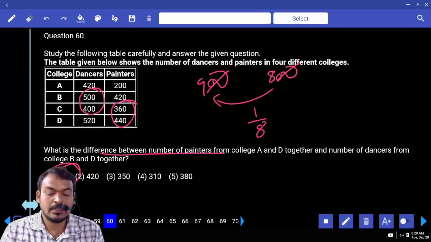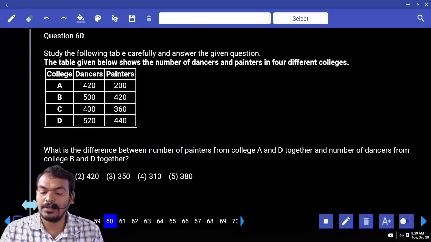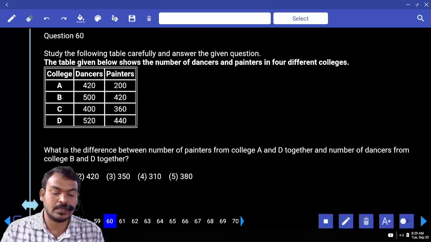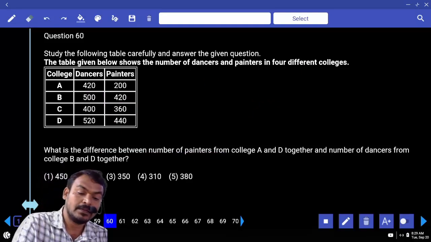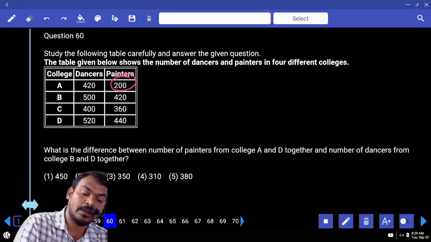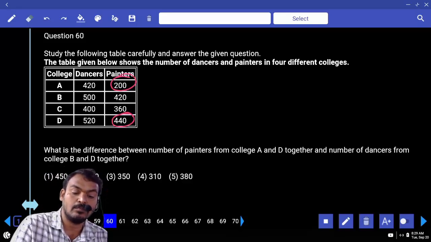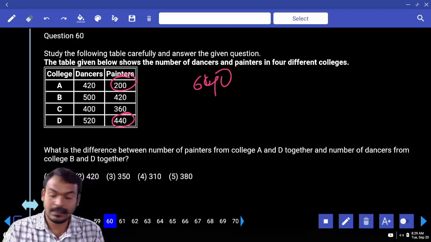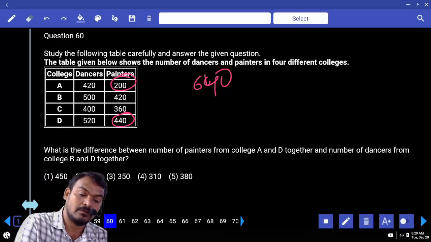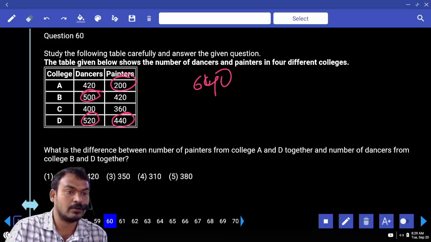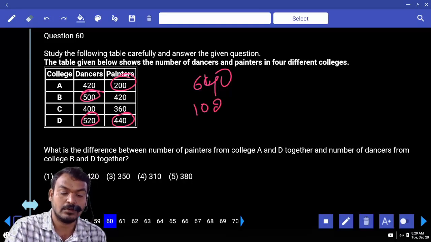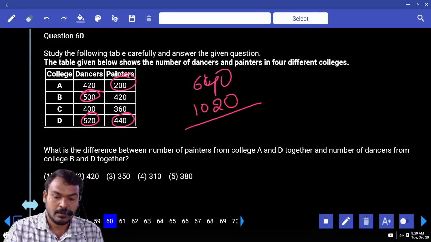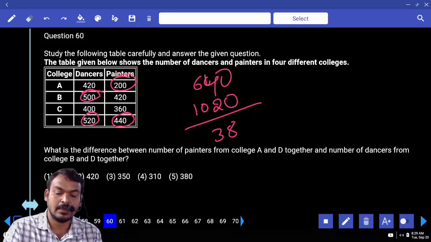Next question number 60. What is the difference between the number of painters from college A and B together, A and D together, and the number of dancers from college B and D together? Painters A and D together 200 plus 440. How much? 640. Next, dancers B and D together. B dancers 500, D dancers 520. Total it is 1020. What is the difference? 380 or not?